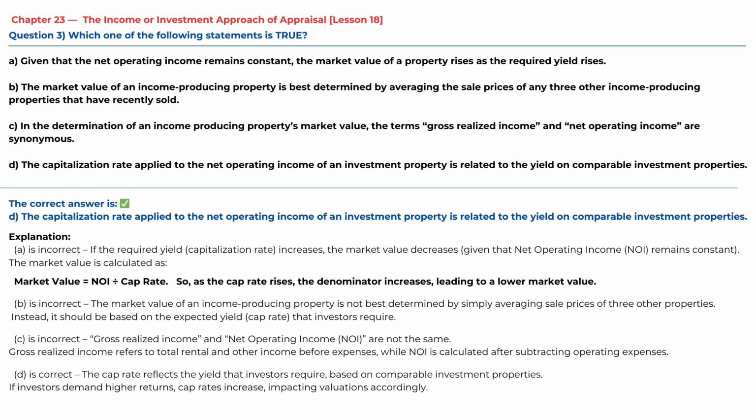Gross realized income refers to total rental and other income before expenses, while net operating income is calculated after subtracting operating expenses. D. The capitalization rate applied to the net operating income of an investment property is related to the yield on comparable investment properties. Correct. The cap rate reflects the yield that investors require, based on comparable investment properties. If investors demand higher returns, cap rates increase, impacting valuations accordingly.